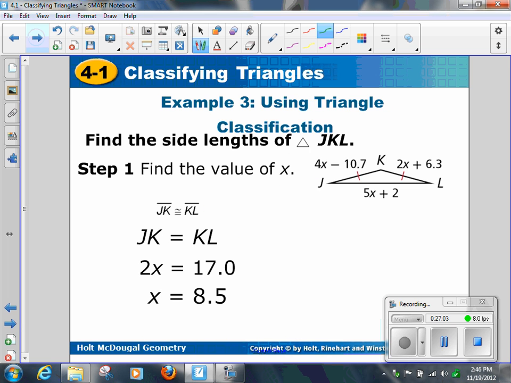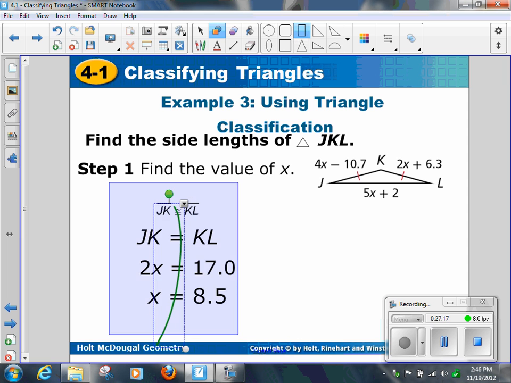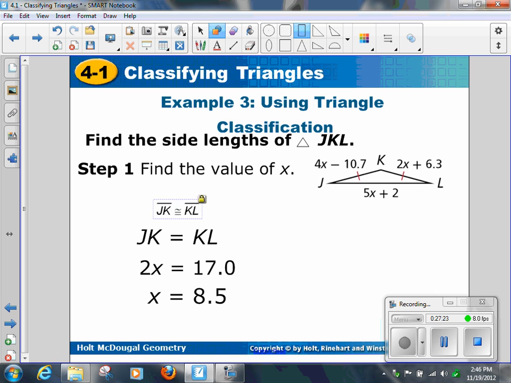Let's move on. All right, let's look at this problem. It says find the side lengths of, well, I'll be John Brown. We're not going to do that. Yeah, we are. Really? Seriously? Okay.